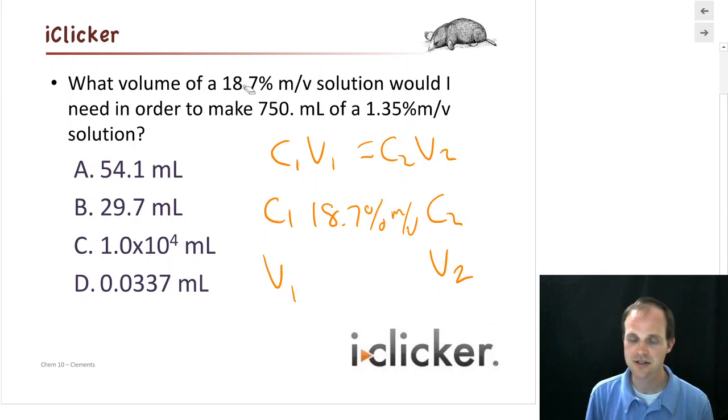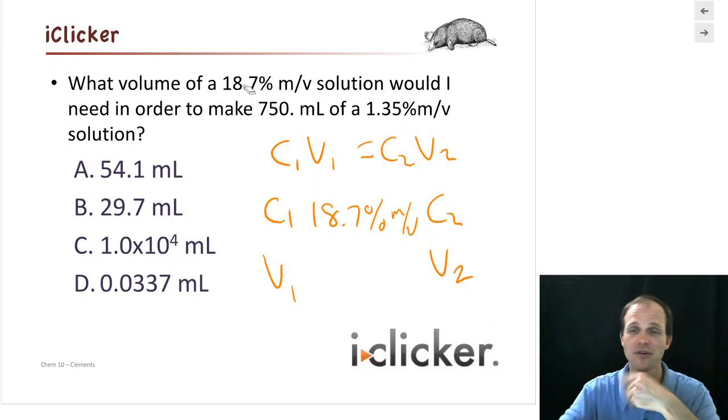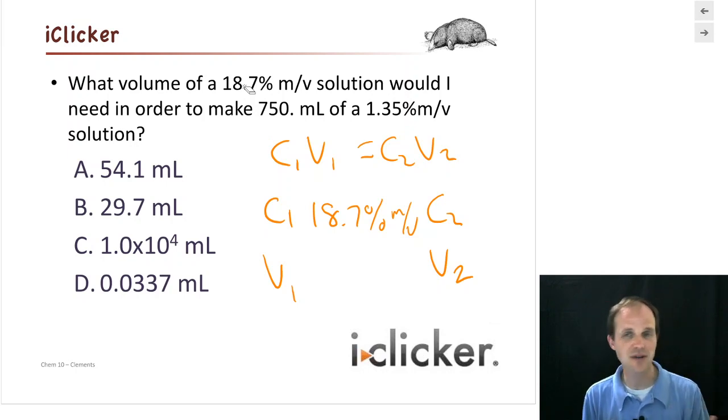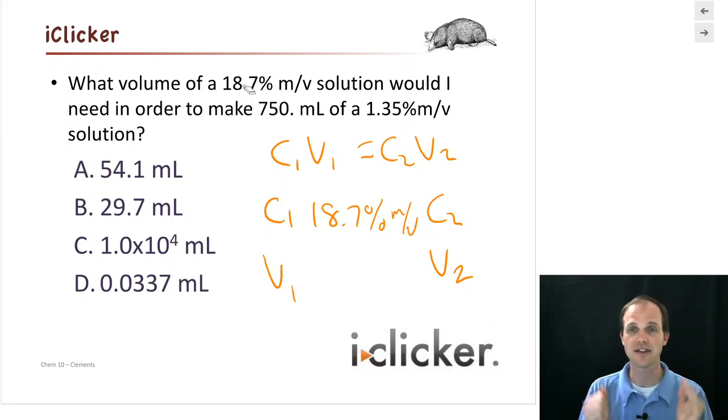By the way, for our concentration units for C1 and C2, you can use any unit you want: M over M, V over V, M over V, molarity. The cool thing is, as long as you have the same units on the left and the same units on the right, you don't have to figure anything out or convert anything. You don't have to make the volumes into liters or milliliters or whatever. The equation just works because the units end up canceling.